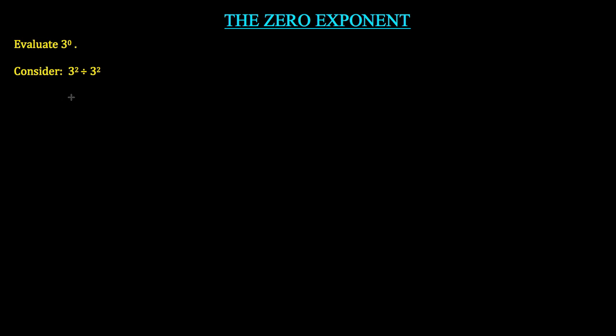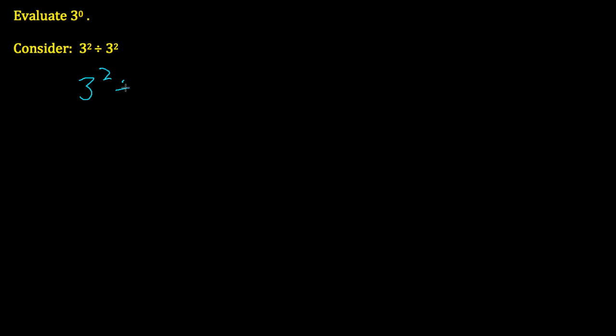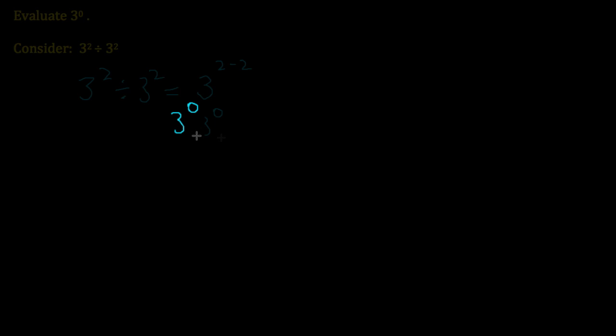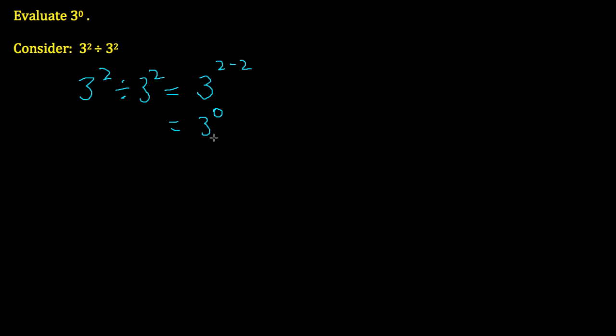Our rule went like this. If we had 3 to the exponent 2 divided by 3 to the exponent 2, our rule for division of powers said, keep the base the same and subtract the exponents. So that's exactly what I do here. That leads to 3 to the exponent 0. So if we want to continue that rule and keep that consistent, we must say that 3 to the exponent 2 divided by 3 to the exponent 2 is 3 to the exponent 0.